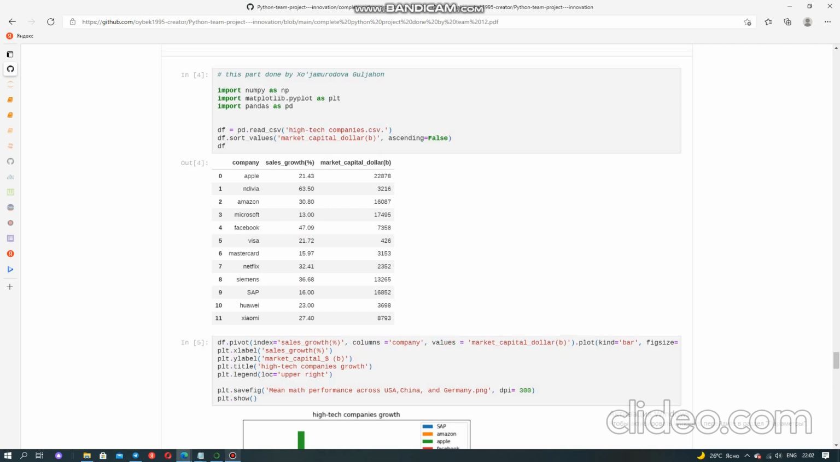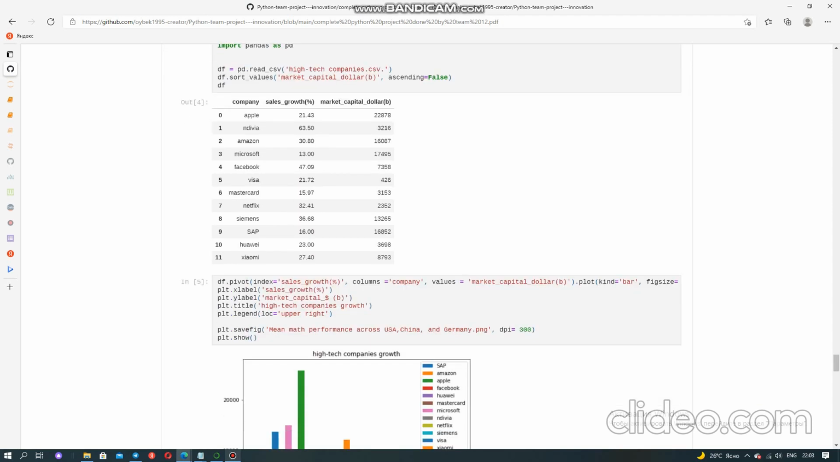Let's continue with the part which has been done by me. For doing this visualization, I have used libraries like NumPy, Matplotlib, and Pandas in Jupyter Notebook. I put this data in Jupyter Notebook with the pd.read_csv function. As you can see, this is our main table with information on sales growth, market capital in dollars, and company revenue.